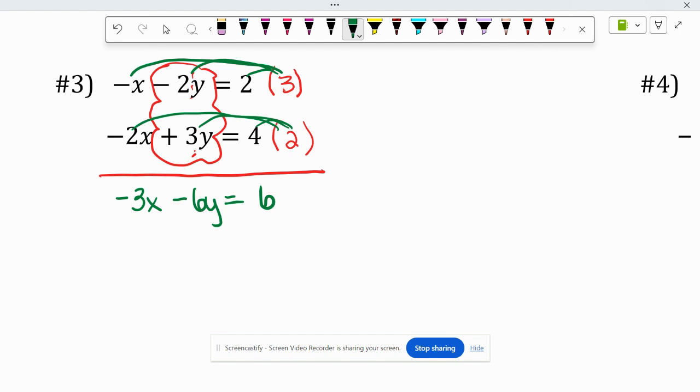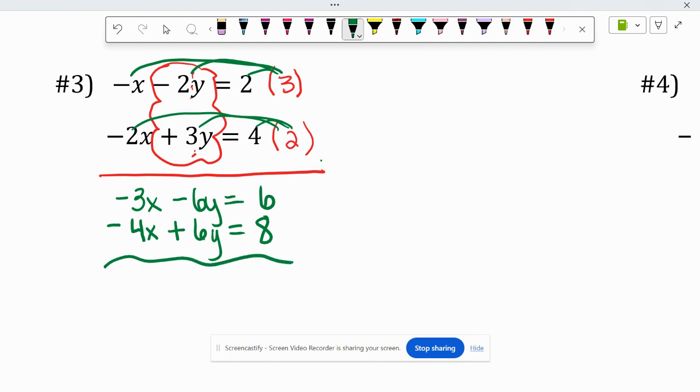2 times negative 2x is, anyone? What's 2 times negative 2? Negative 4x. What's 2 times 6y? Sorry, what's 2 times 3y? 6y. And 2 times 4 is? Hey, are you guys awake out there?